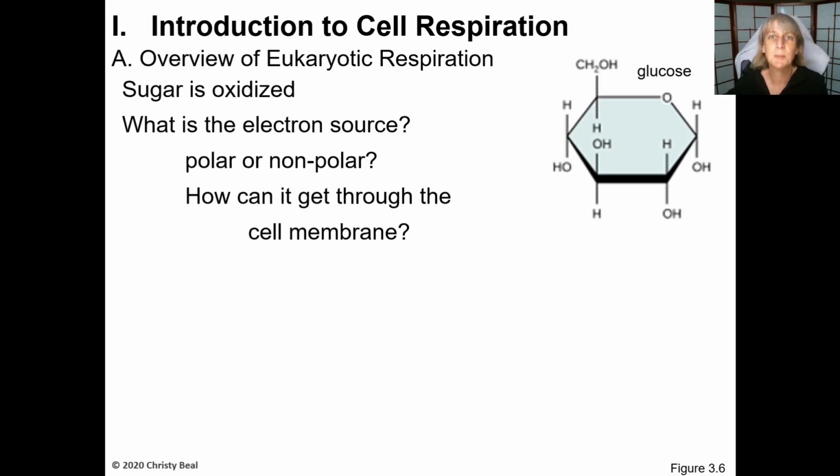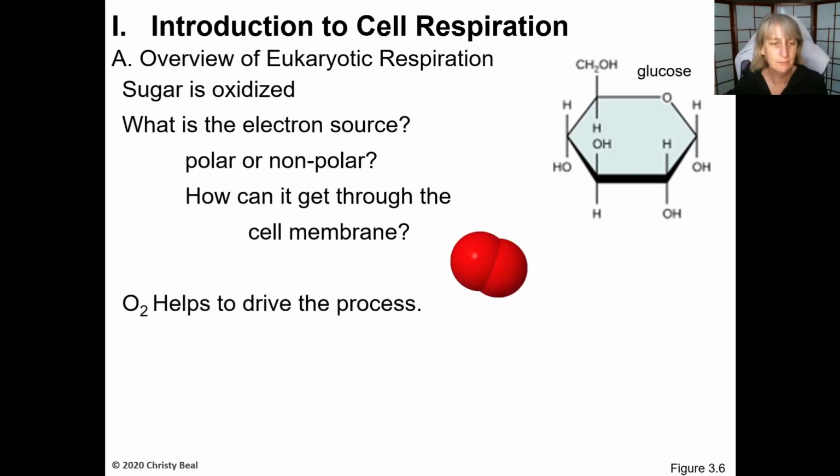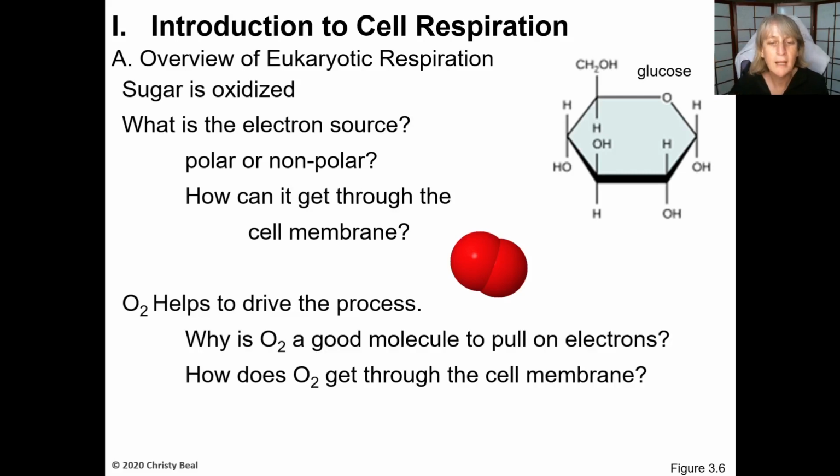What are the possibilities? Quick, go back to your transport lecture. There's a couple ways it can get through, but diffusion and osmosis are not among them. Oxygen is going to help drive this process. The oxygen that you're breathing is actually the thing driving the entire process once we start to do our steps in the mitochondria. So why is oxygen a good molecule to pull on electrons?